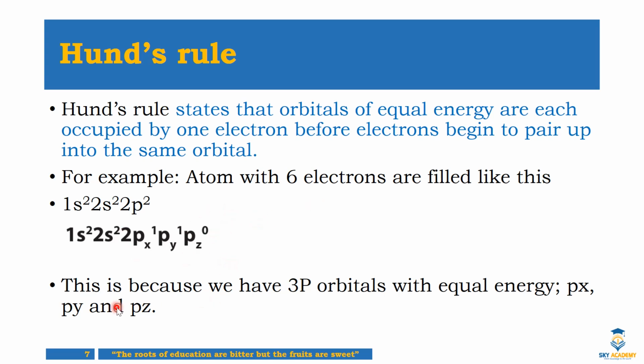This is because we have 3 p orbitals with equal energy, px, py, and pz. They have the same energy, so you have to fill 1 electron in each p orbital, and then you begin to pair up in the same orbital. So that is Hund's rule. I think it is also understandable.